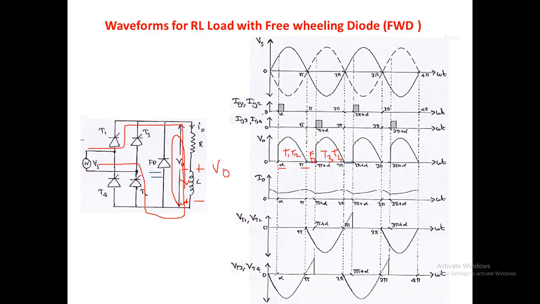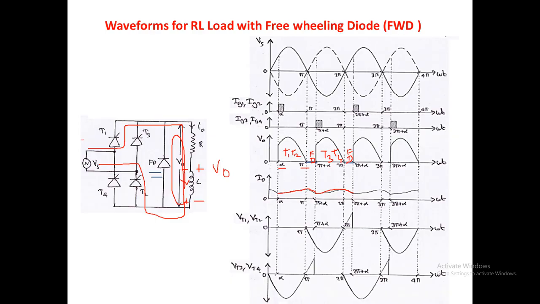Then from pi plus alpha to 2 pi, we get T3 and T4 conduction, and during that time also the inductance will store energy. For 2 pi to 2 pi plus alpha, the freewheeling diode comes into conduction, and here the dissipation of the inductance energy takes place through the freewheeling diode. So this is the inductance charging period from alpha to pi. Then from pi to pi plus alpha, by means of the freewheeling diode, it will be discharging. Again with T3 and T4 it will be charging, and here it will be discharging.